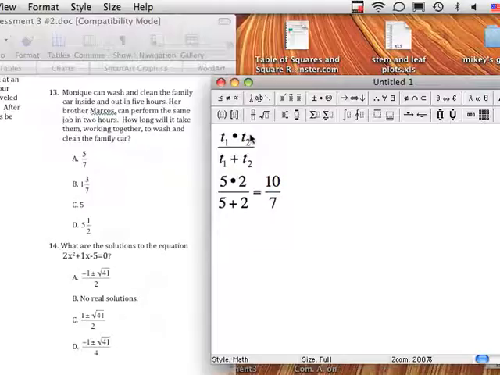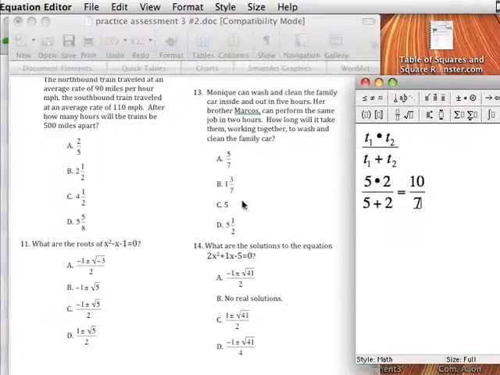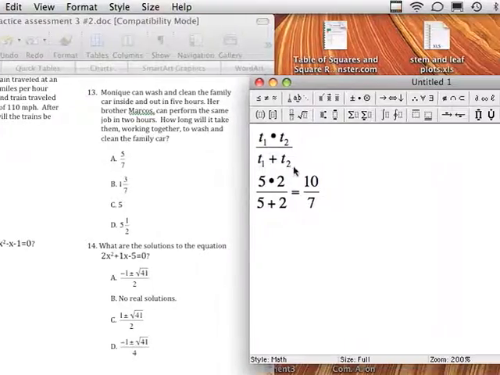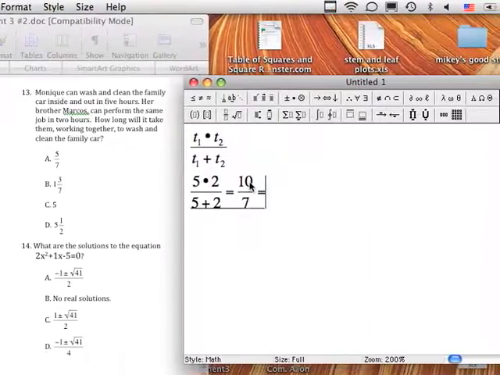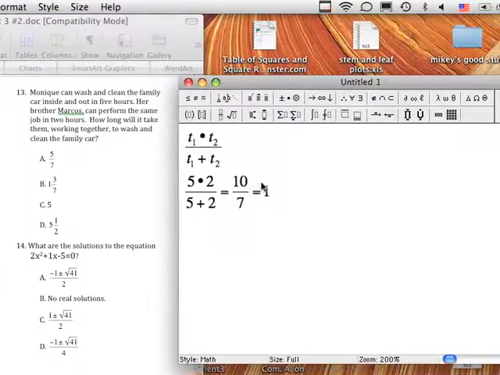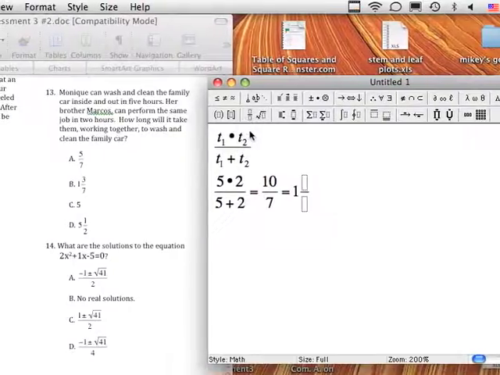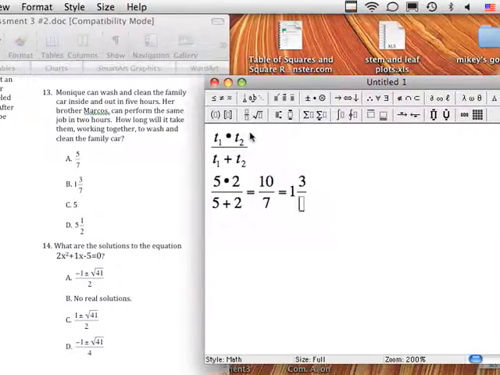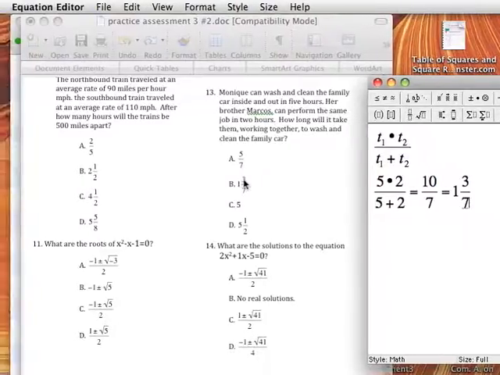Now, again, they don't give you improper fractions as your answer choices. I mean, they give you mixed numbers. So in this case, I'm going to have to divide. Well, how many times does 7 go into 10? 1 time. And what's my remainder? 3. And what was the number that I was dividing by? 7. And that's how you change an improper fraction to a mixed number. And look, it matches up with answer B. Hope this helps.